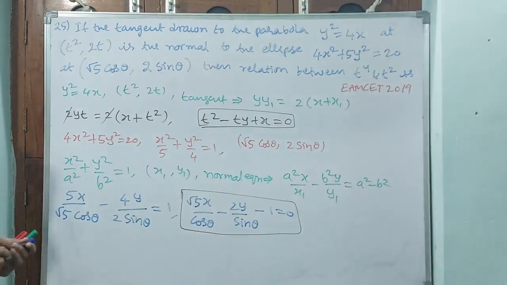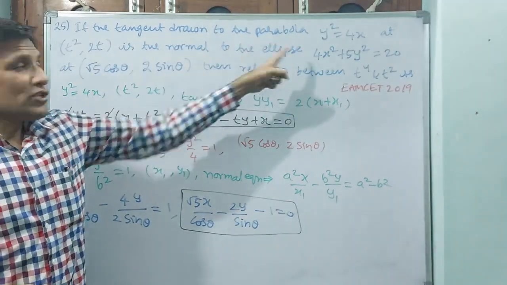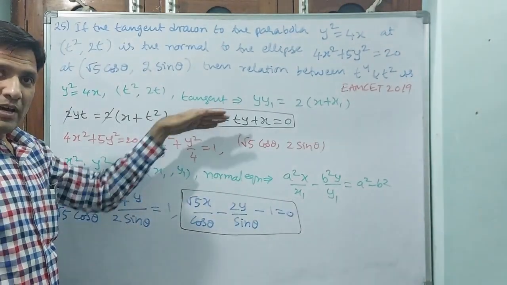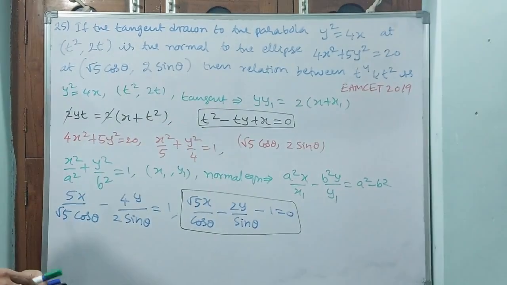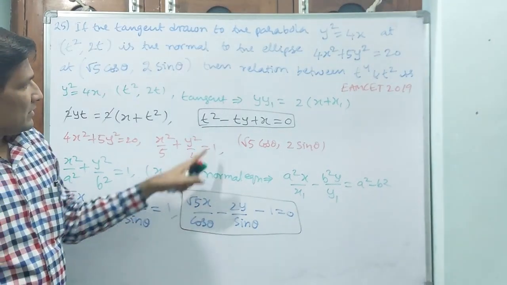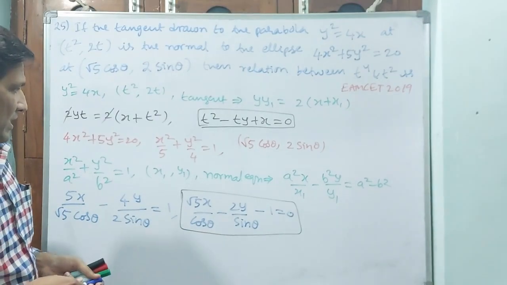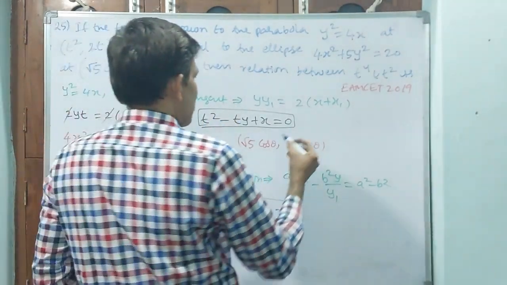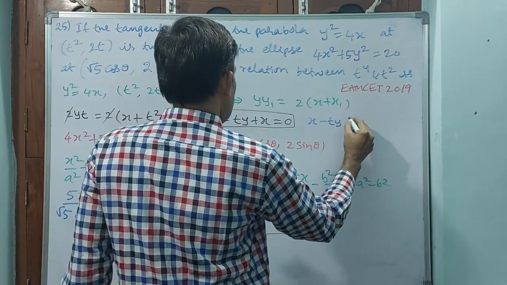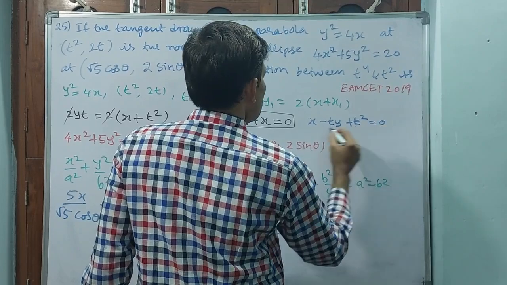Now go back to the question. What have they given? This tangent is the normal to the ellipse. That means both are the same. When both are the same, how can you get the comparison? I think I will rewrite this equation. You see what I am writing: x minus ty plus t square is equal to 0.